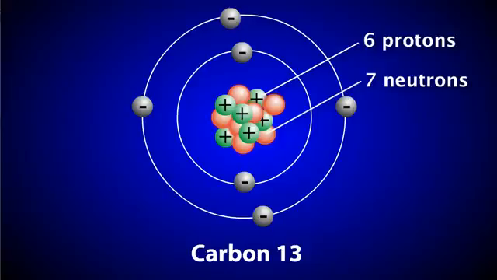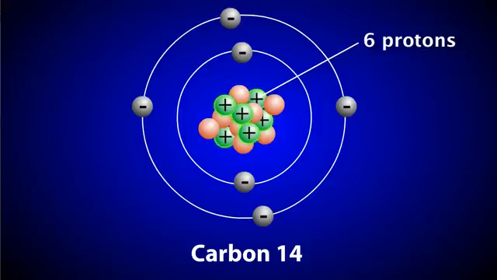to 7. This gives the carbon atom a slightly higher atomic mass than carbon-12, but chemically, carbon-13 still behaves in the same manner as carbon-12. Another carbon isotope is carbon-14. Carbon-14 has the characteristic 6 protons found in all carbon atoms, but in this case it has 8 neutrons.